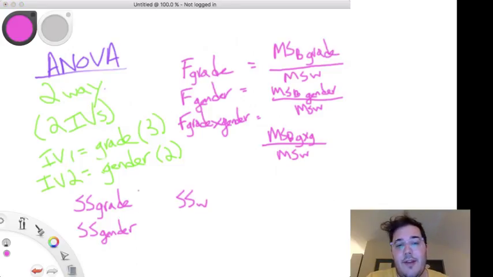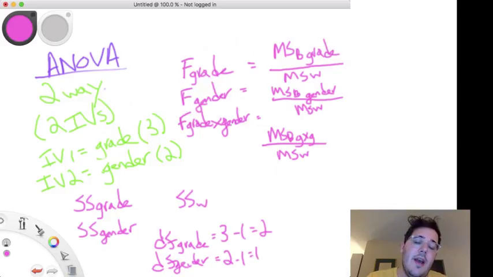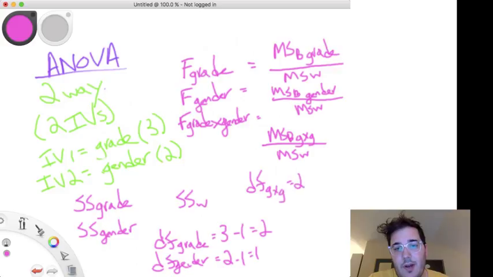So then you have to calculate degrees of freedom for each. So degrees of freedom for grade is the number of levels of grade minus 1. So 3 minus 1 equals 2. Degrees of freedom for gender is the number of levels of gender minus 1. So that's 2 minus 1 equals 1. And then the degrees of freedom for the interaction is the multiplication of the previous 2 degrees of freedom. So here, degrees of freedom of G times G equals 2 times 1 equals 2.